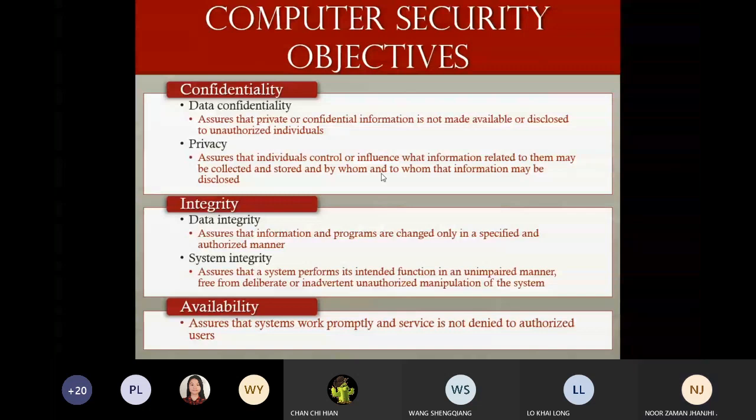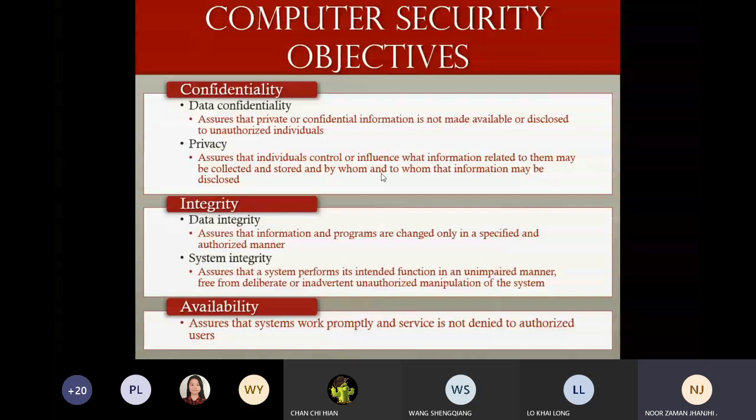Integrity is divided into two more things: system integrity and data integrity. System integrity will assure the integrity of the systems, and data integrity will assure the integrity of individual data at each level. The third concept is availability.